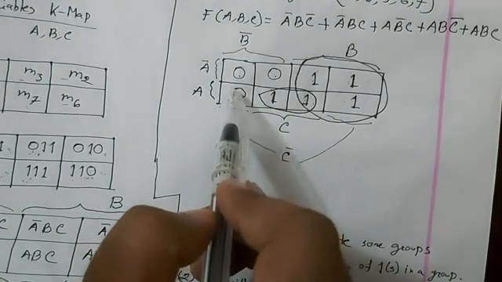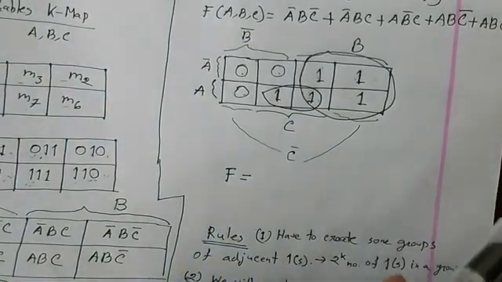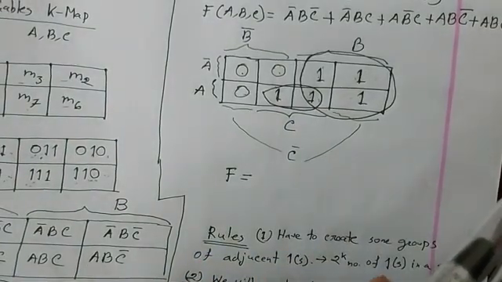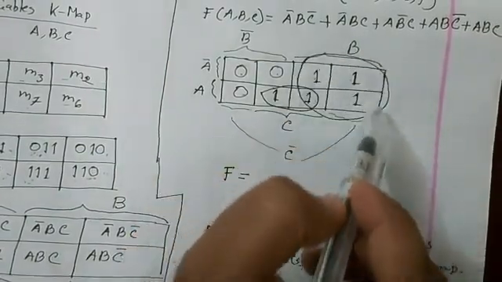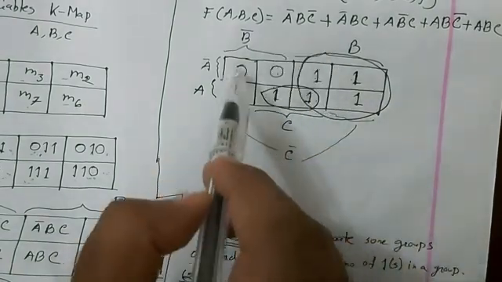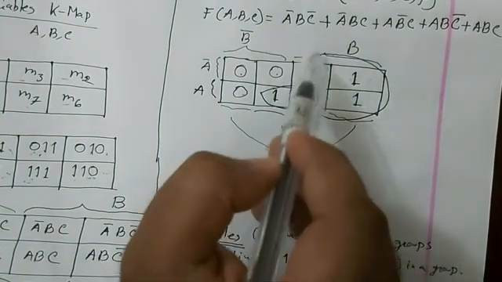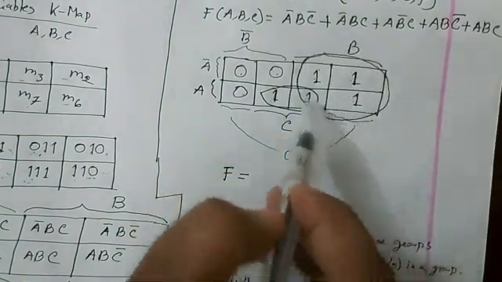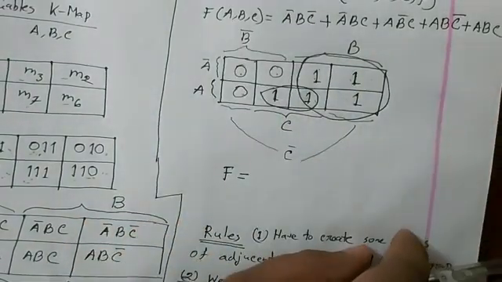So we cannot take A. It has to be fully fitted under a letter, then we can take that letter. So is this group inside A prime? No, A prime is only this part. So this whole group is not inside A prime. So this whole group is not inside A or not inside A prime. So we cannot take A or A prime.